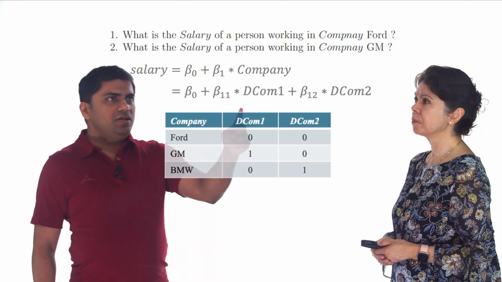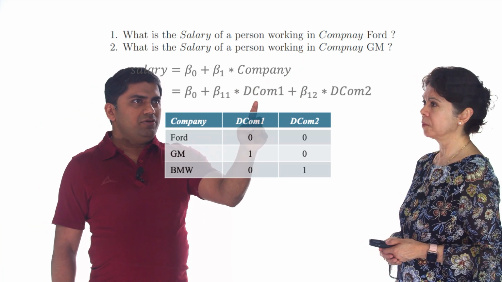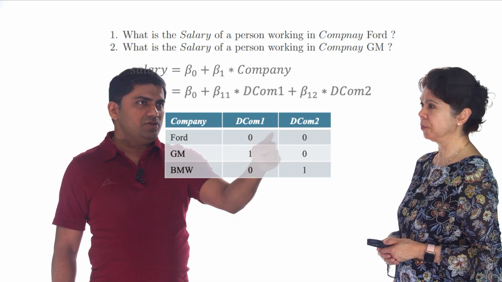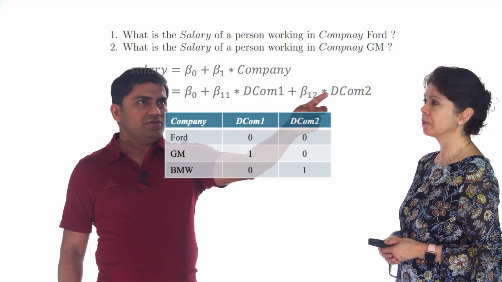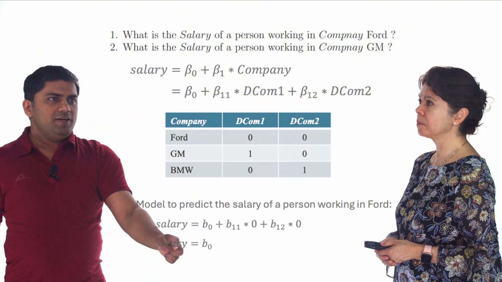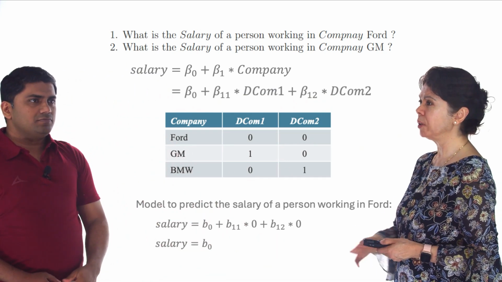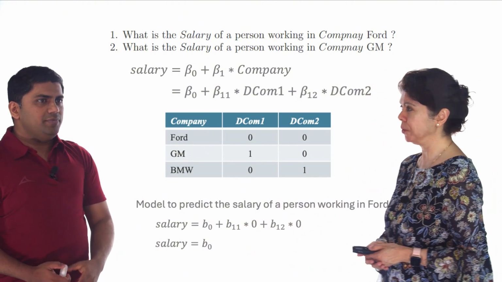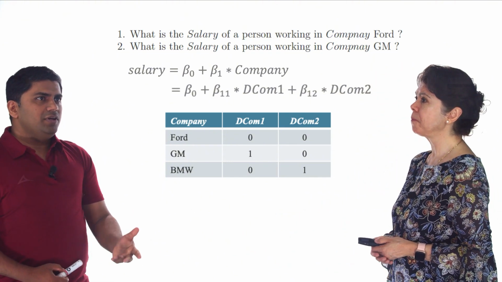Now we already have the codes as this one. But remember, if you want to know the company Ford, what will be the value corresponding Ford? Dummy company 1 is 0. Dummy company 2 is 0. So it will be 0 and it will be 0. So basically we are multiplying with 0 and 0. Okay, so the model would be only that one. The salary would be equal to the intercept, beta 0. Okay, and for the next question, the company GM?